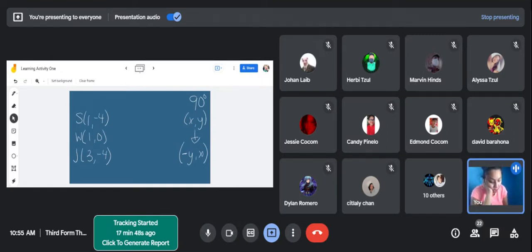So if I'm talking about S1 now, it's going to switch places. I'm going to have -4, 1. But this one is going to be inverted. So now I'm going to have +4, 1. Everybody understood that?